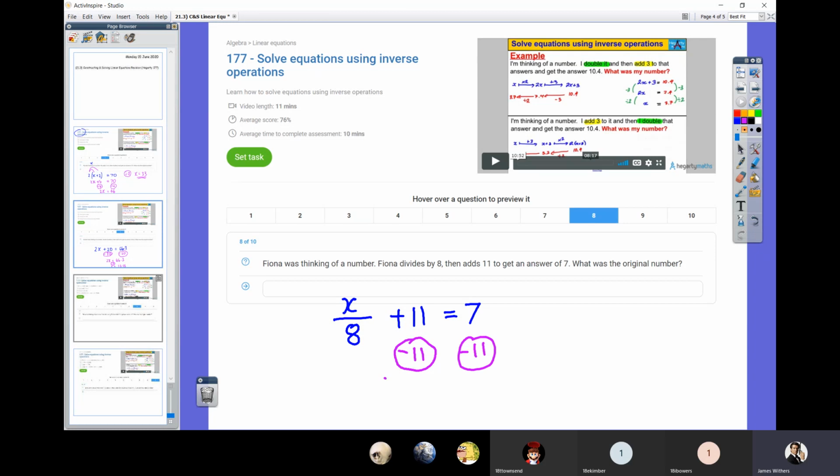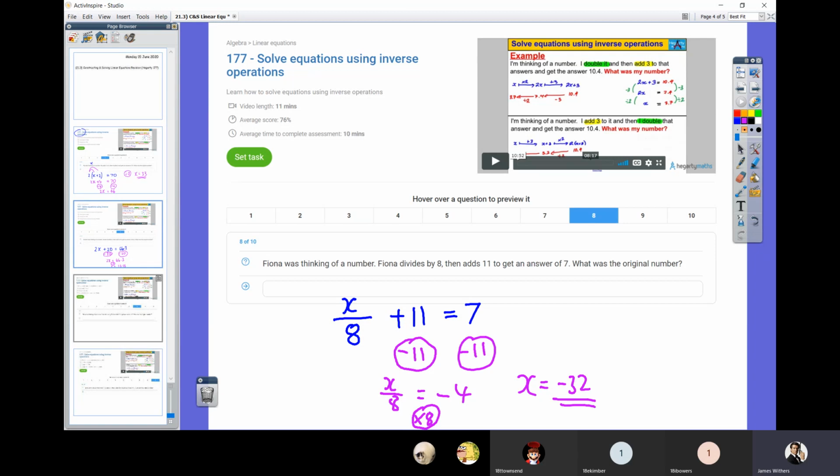So we're left with, on the left, x over 8, x being divided by 8. And on the right, 7 take away 11 is minus 4. And then x divided by 8 is minus 4. How do you undo a dividing by 8? You multiply by 8. So we're going to multiply both sides by 8, giving us x equals minus 32. 8 times minus 4 is minus 32.